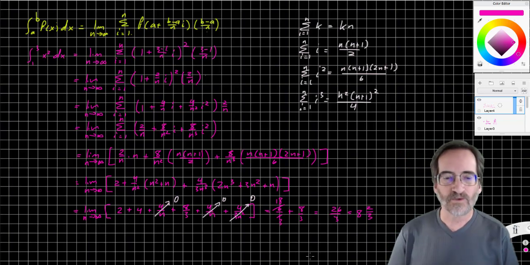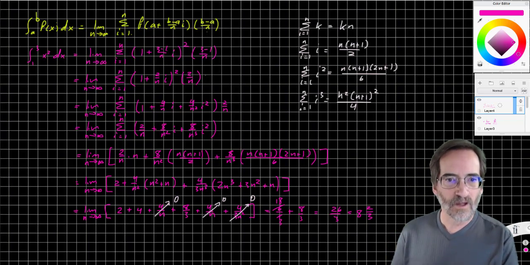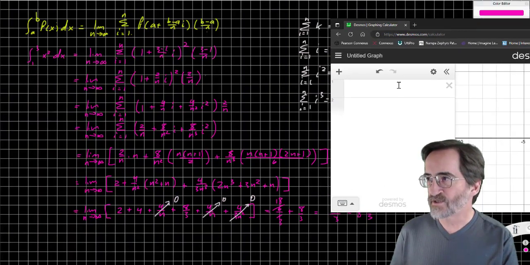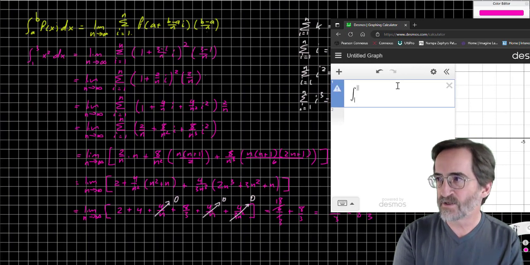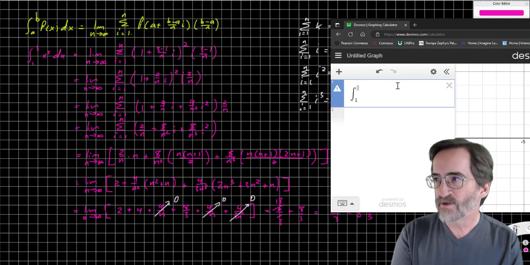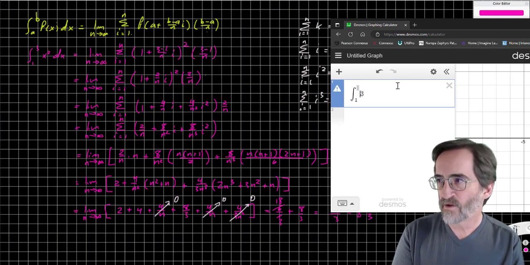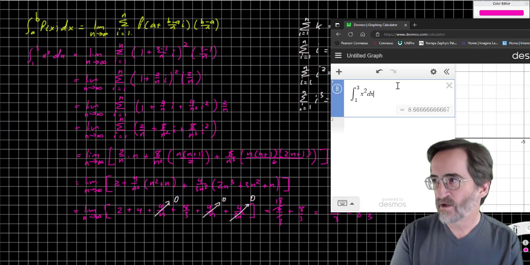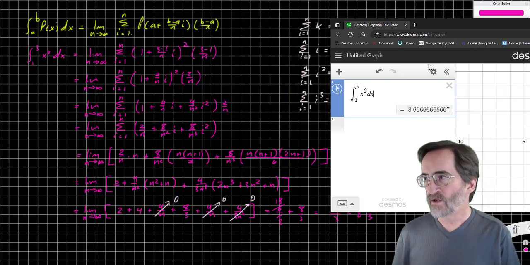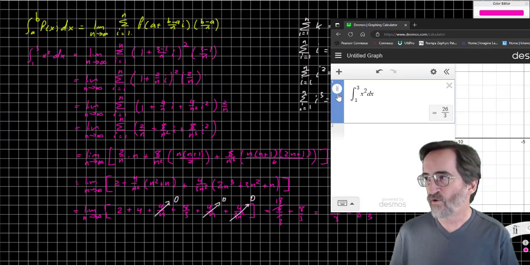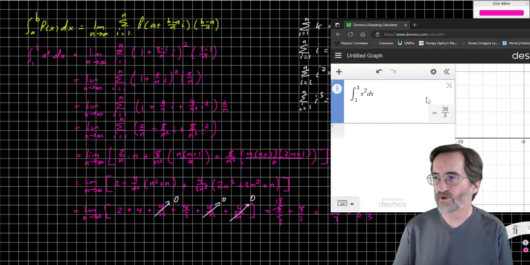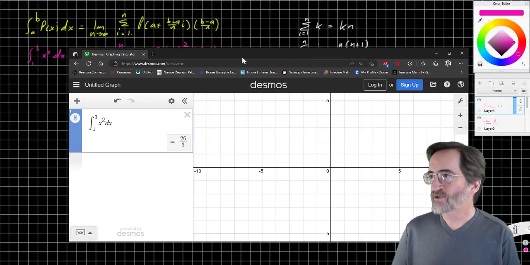8 and 2 thirds. And you can check with Desmos here, or your TI-84, which also does definite integrals. Do the integral in Desmos, 1 to 3 of x squared dx: 8 and 2 thirds if you like, or as a mixed number, improper fraction, 26 thirds. Okay, so it does work.